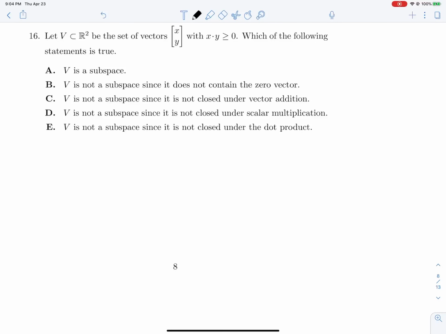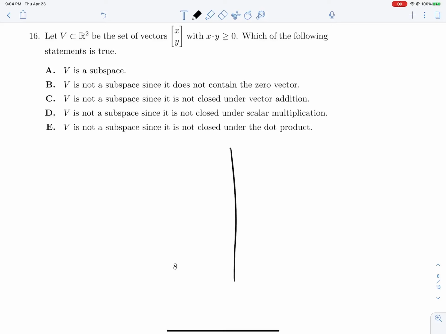16. Let V be a subset, I'm pretty sure that's what that symbol is, of R2, and it's the set of vectors x, y with x times y greater than or equal to 0. Which of the following statements is true?